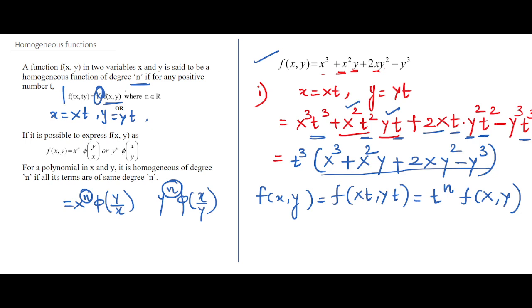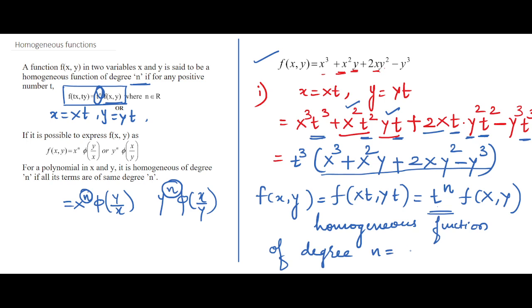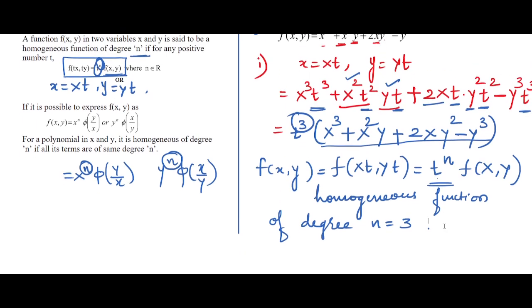As per the definition, after substituting x as xt, y as yt, if we are able to get some power of t times f of x, y, then f of x, y is a homogeneous function. It is a homogeneous function of degree n, here n is equal to 3, of degree 3. So we can check in this way.